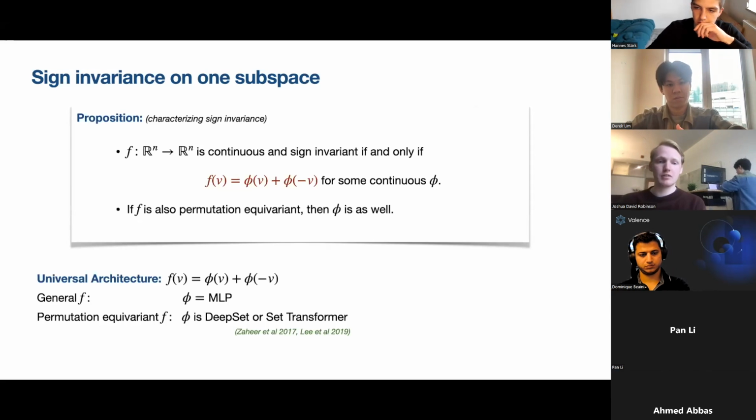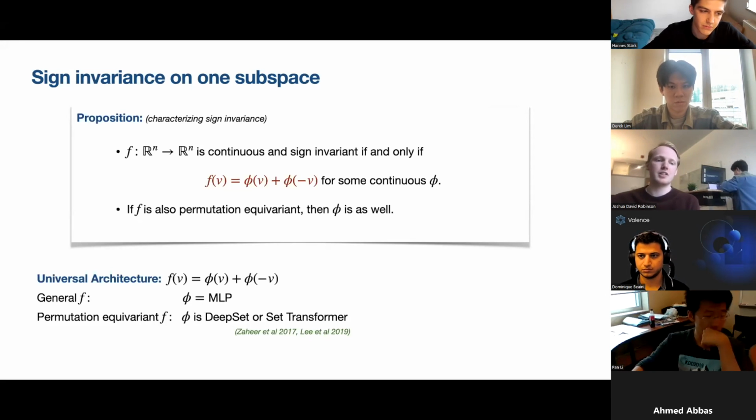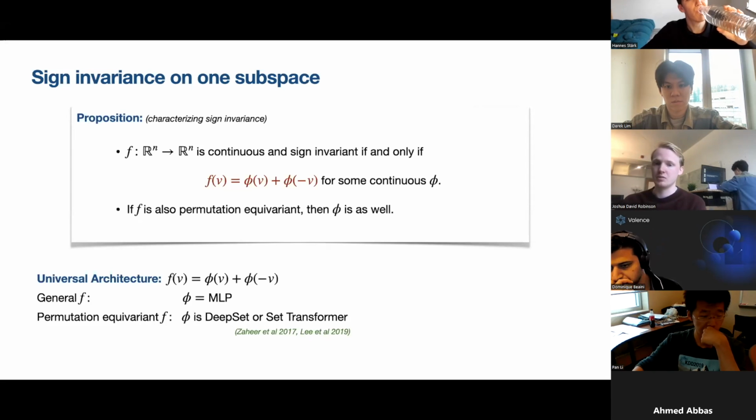In the case of a general f, we can use any neural network architecture that can approximate a continuous phi, and so a continuous function. In particular, we could take phi to be a multi-layer perceptron. If additionally we wanted f to have this permutation equivariance property, then likewise we simply need to take phi to be any architecture that is able to approximate permutation equivariant continuous functions, such as a deep set or a set transformer.